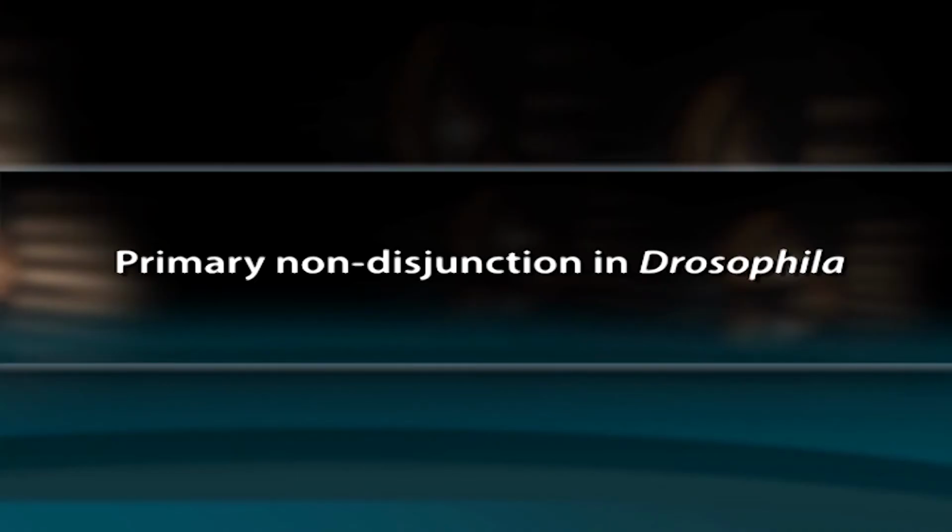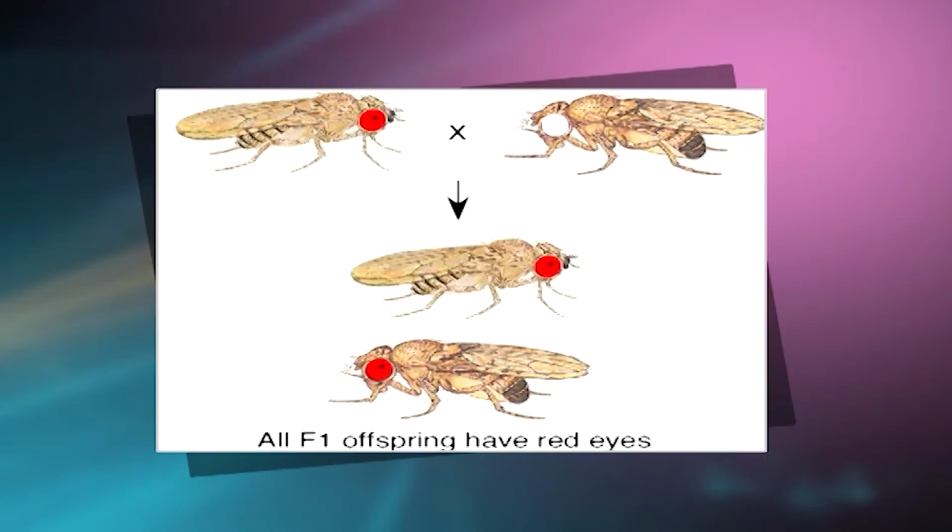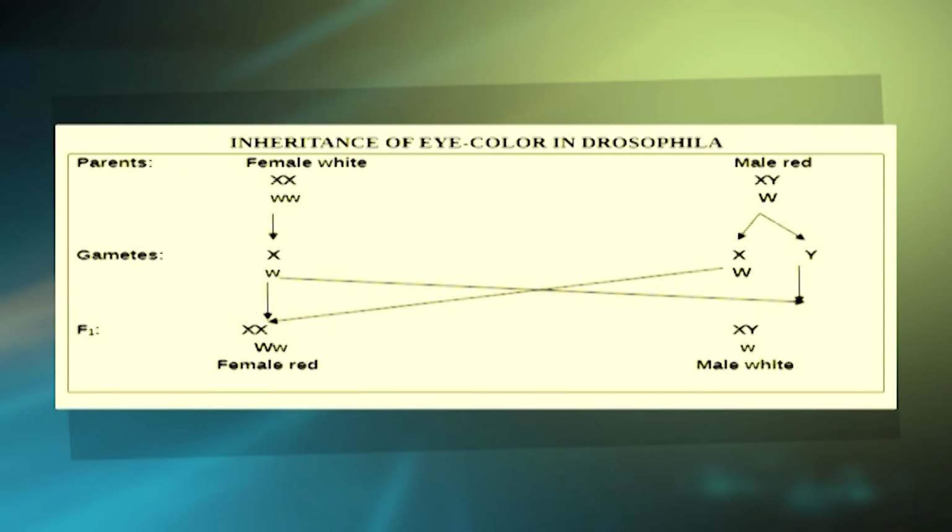Primary non-disjunction in Drosophila. In Drosophila, eye color is a sex-linked character as the genes are located on the sex chromosomes. Red eye color, represented by capital W, is dominant over white eye color, represented by small w. When a white-eyed female is crossed with a red-eyed male, the F1 contains red-eyed females and white-eyed males.